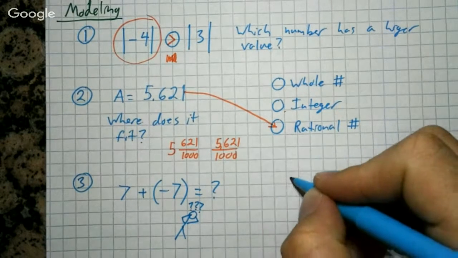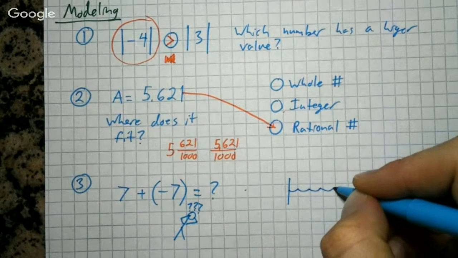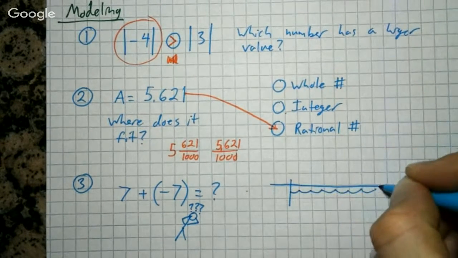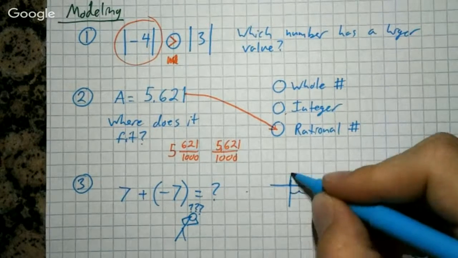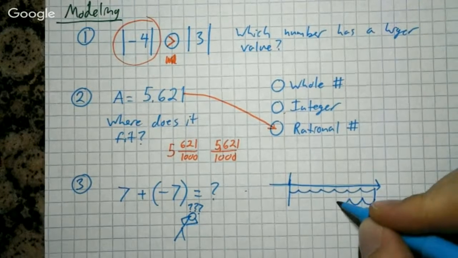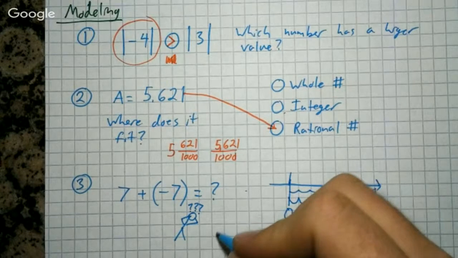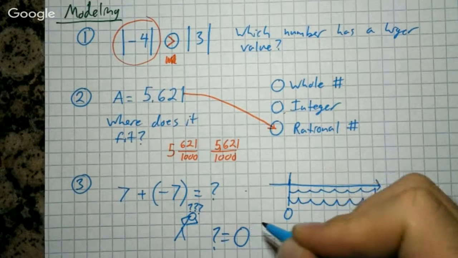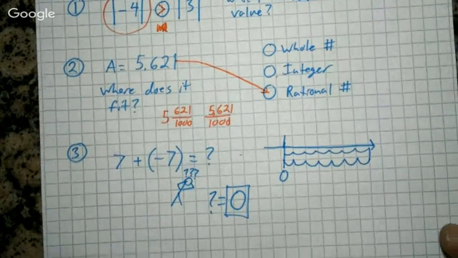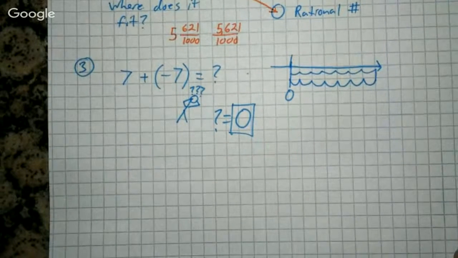7, and we can even look on our number line. 1, 2, 3, 4, 5, 6, 7. Draw my line too. If I go 7 this way, and then I say -7, 1, 2, 3, 4, 5, 6, 7, my answer is going to be 0. So hopefully that was not too difficult for you. That is the end of what this lesson is.